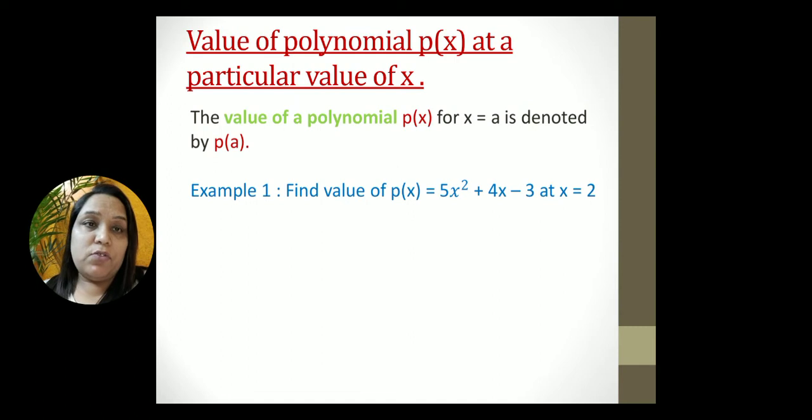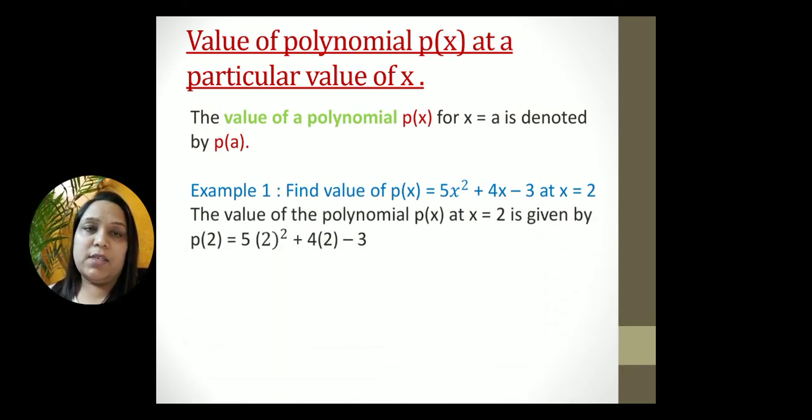Let's do some examples to find out the value of a polynomial at a particular value. Like p(x) equals 5x square plus 4x minus 3 at x equals 2, so what value do we have to put? x equals 2. At x equals 2, we have to find out the value of p(x). It's very easy. We have done it earlier as well. In grade 7, you found values of a function at a particular value. So 5x square plus 4x minus 3 is the polynomial. We have to put x equals 2.